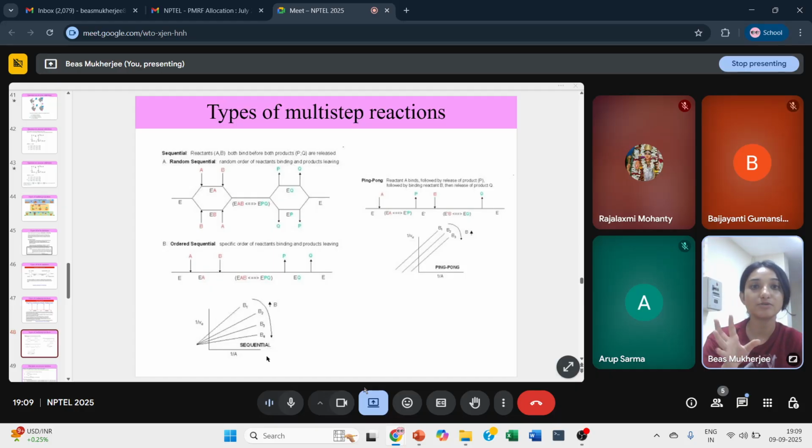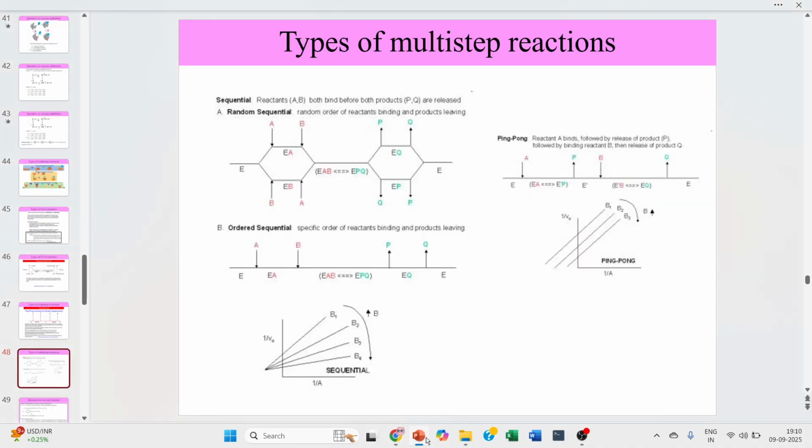What is the difference between this ordered sequential and ping pong? The difference is that in ping pong, the enzyme is undergoing modification. So between the two reactions, the enzyme is not the same. It is actually chemically modified, right? So that the next substrate can come and bind to it. So that is the difference.